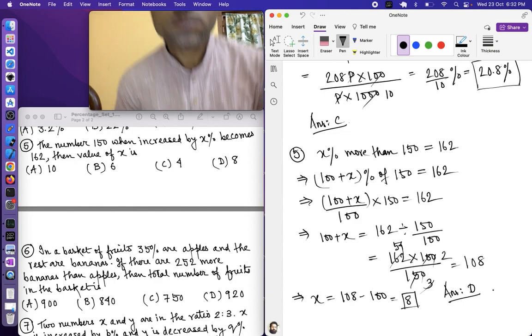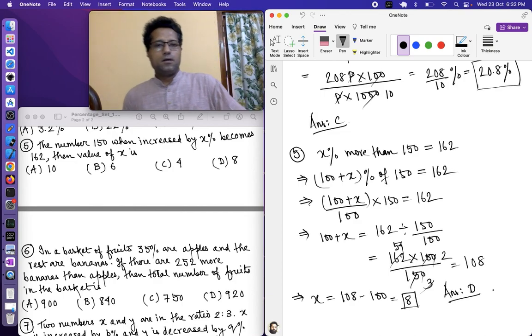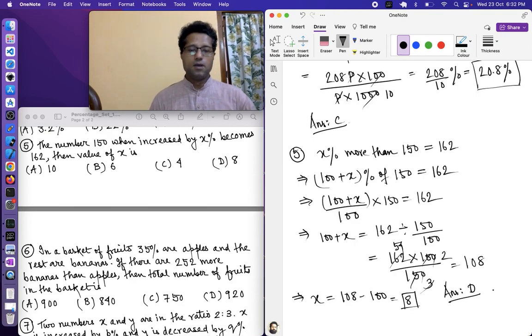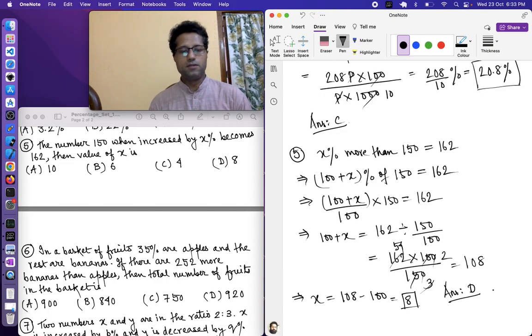In solving any problems, whether of any chapter, it is very important that you understand the problem statement very well. If required, you read the problems twice or thrice, and once you have understood the problem clearly, then only you proceed to apply the concepts and formulas and translate the problem statement into a mathematical statement, and from there you proceed to solve.